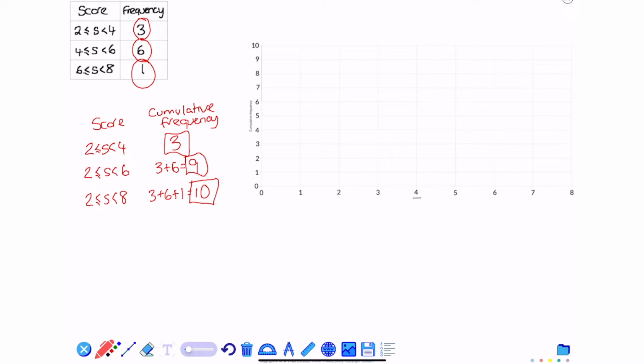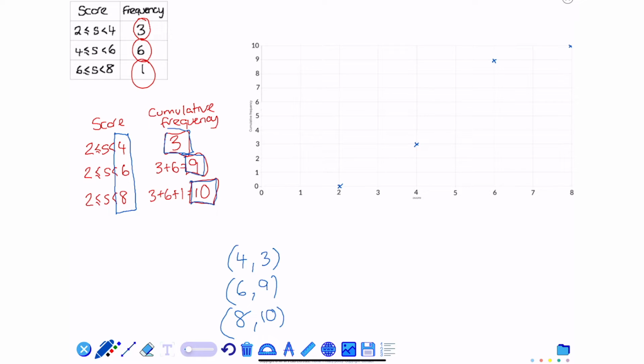In order to construct a cumulative frequency graph, though, we take the upper bound of each interval and plot it against the values that we've just worked out. So some of the points that I will plot will be (4, 3), (6, 9), and (8, 10). Plotting these points on my axis, there's one final point I'd like to plot, (2, 0).